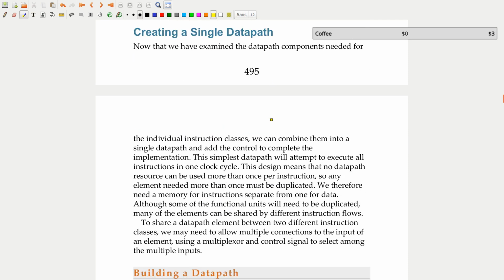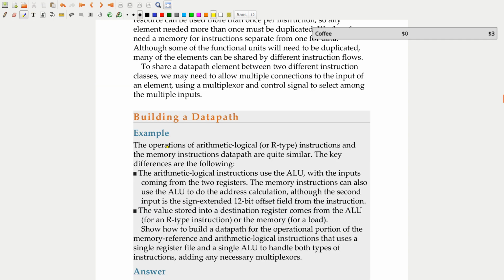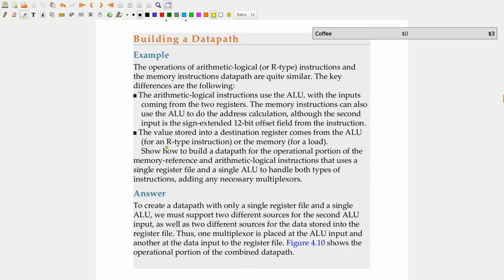So now that we've built up these individual components, how to do R-type instructions, how to do M-type or memory type instructions, and how to do branch type instructions, we can now move on to creating a single data path. So let's see, building a data path. Example. The operations of arithmetical logic units, R-type instructions, and memory instructions data path are quite similar.